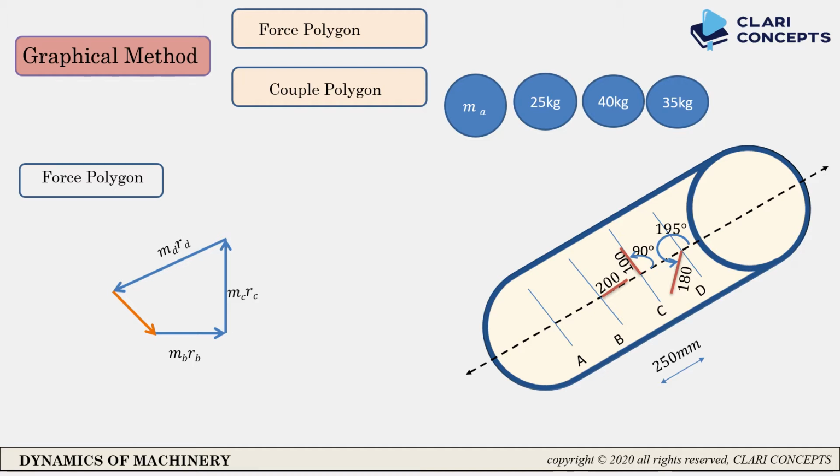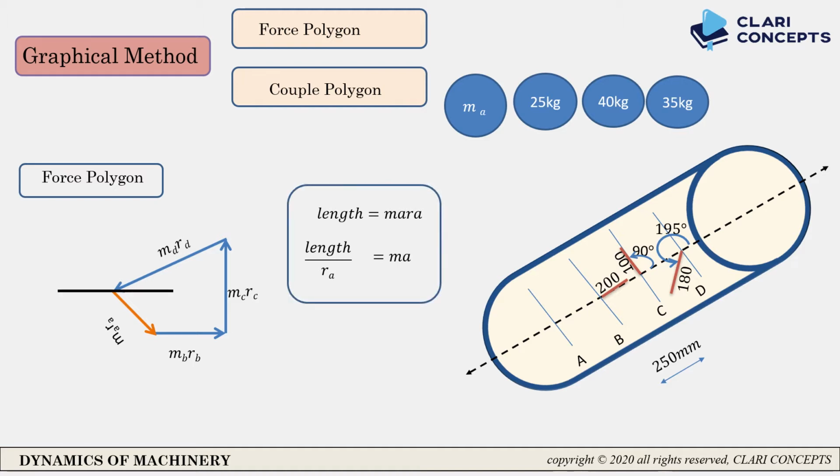The arrow length represents the magnitude of the force in plane A, which is ma into Ra. So here the length is equal to ma Ra, but you want to find mass ma. So length divided by Ra, you can find mass ma. And by using the horizontal anticlockwise angle, you can find angle theta a with reference to mass B, or you can say reference from plane B.